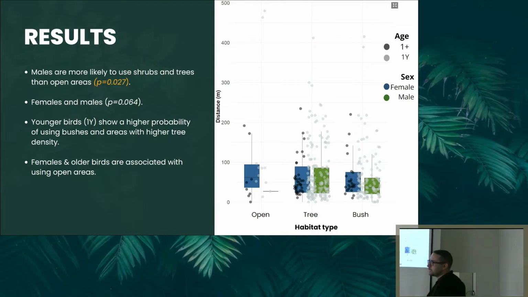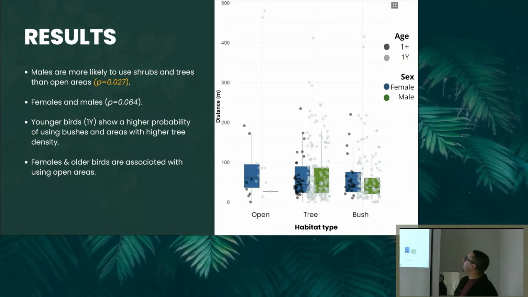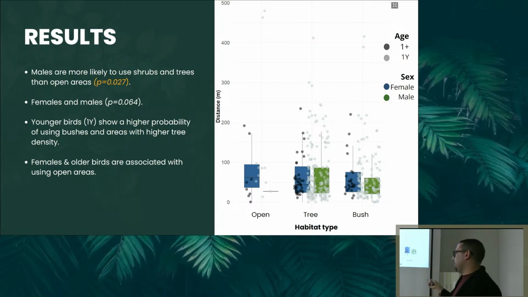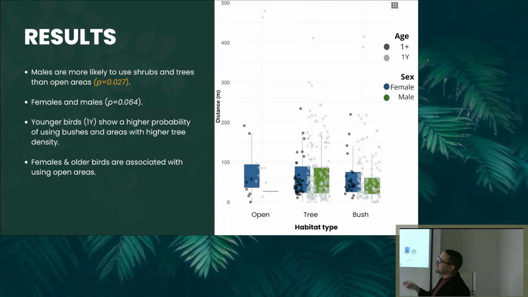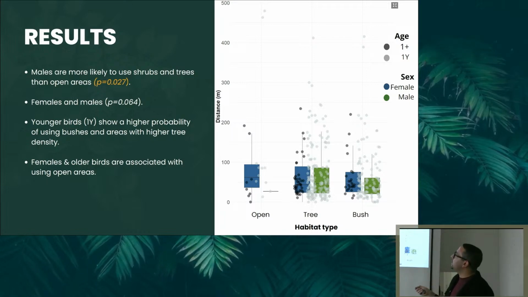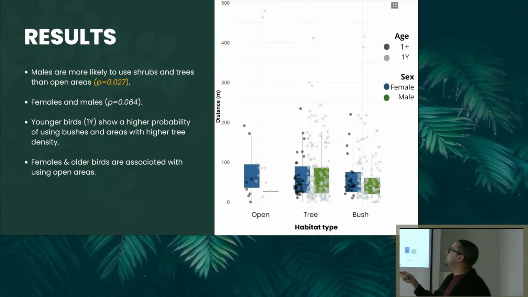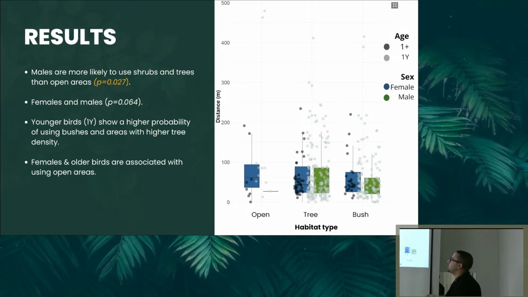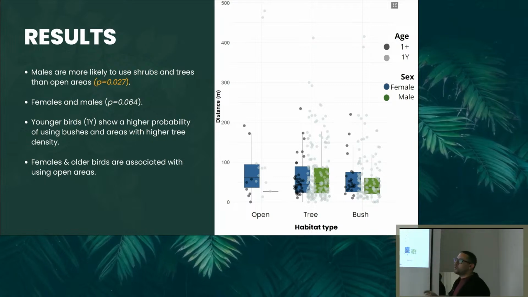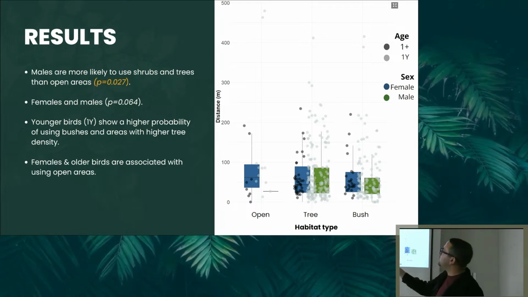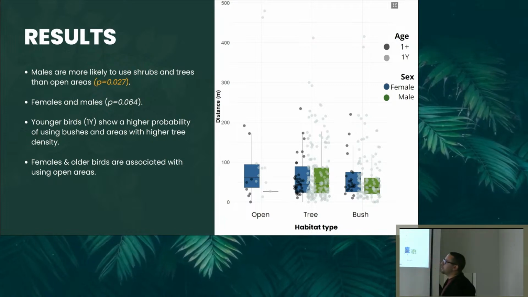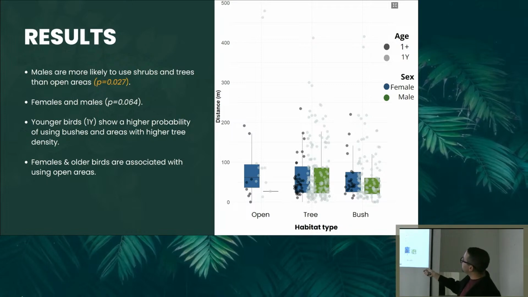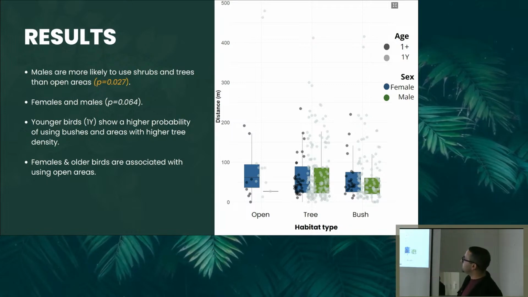Since we also collected a little bit of data about habitat type, we also wanted to check whether there were differences between sex, age, and habitat type on the distances they moved. What we found is that males were significantly more likely to use bushy areas or shrubs and tree cover areas compared to open habitats. No significance across sexes, although there was a little bit of marginal significance. Again, younger birds showed a higher probability of using these 2 habitats, moving more in tree cover areas or bushes.